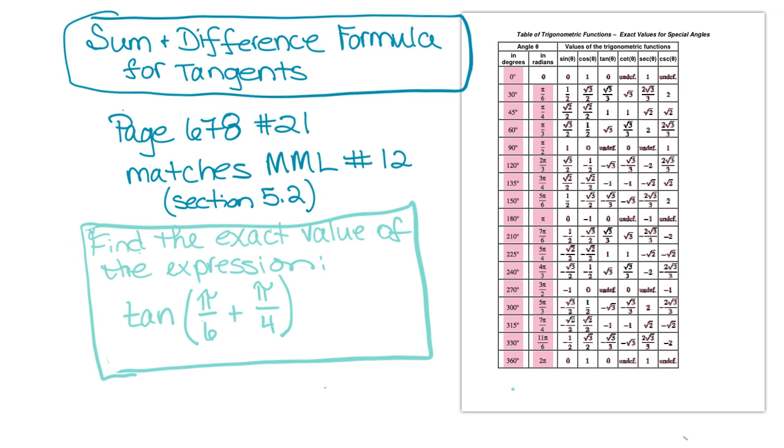So in number 21 in section 5.2, you are asked to find the exact value of the expression tan(pi over 6 plus pi over 4). So you're looking for the exact value for the tangent of the sum of two angles.